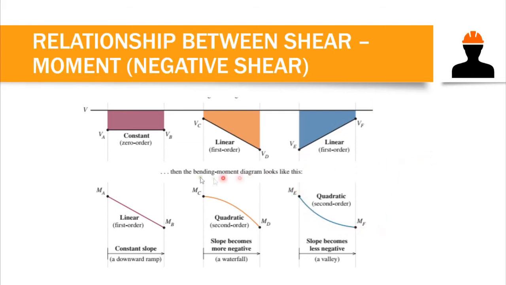Okay, just a quick recap. If we have zero shear, we have a first degree moment diagram. If we have first degree shear, then we have a second degree moment diagram. If we have decreasing shear, then we have a frowning moment diagram. If we have increasing shear, then we have a smiling moment diagram. These are some rules of thumb, just to make you familiar with this relationship.